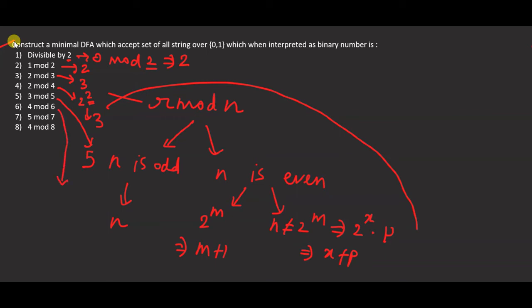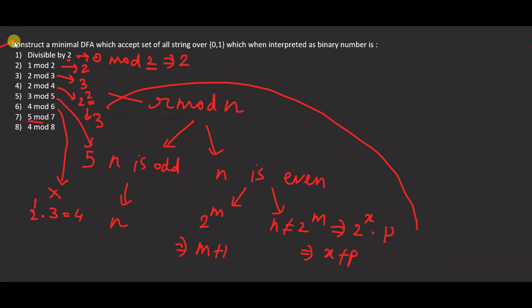Now coming to 6. 6 is an even number. Can we write it in the form 2 to the power m? No. Then what will we do? We will write it in the form 2 to the power x into p. It is possible, yes: 2 to the power 1 into 3. So the answer would be 1 plus 3, that is 4. So for 4 mod 6, the minimum number of states is 4. Now coming to 5 mod 7.